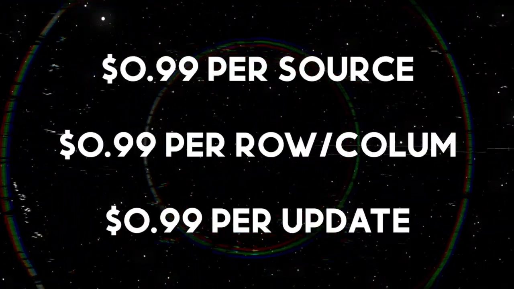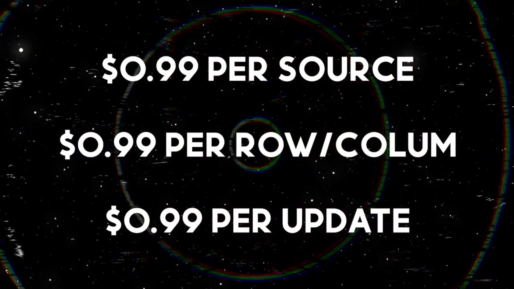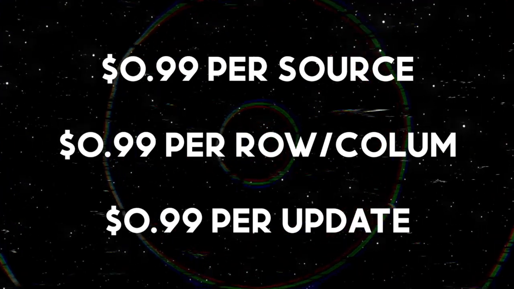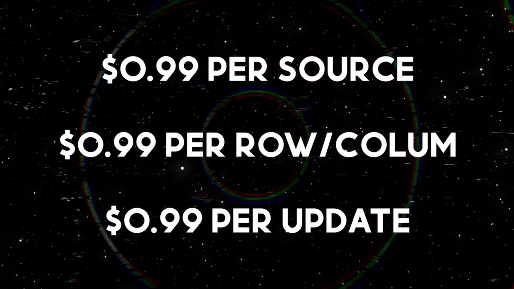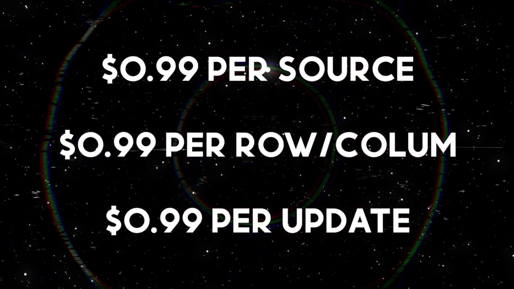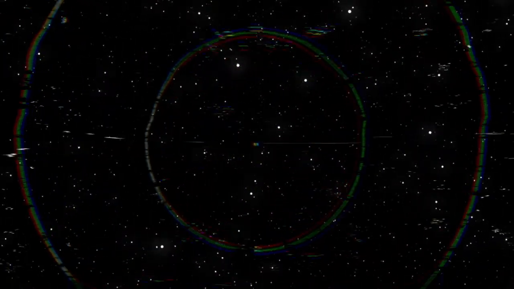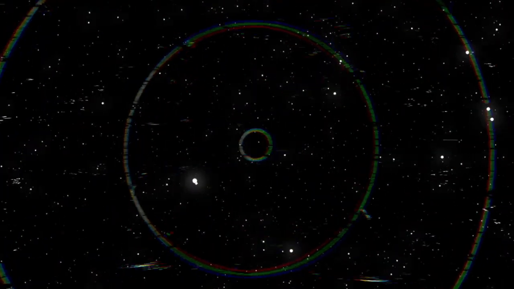So it's on average about 99 cents for each little input. So you add like 99 cents for each data source, 99 cents for each row or column, 99 cents for each context control, and 99 cents for each update. Now, this might not sound like a very profitable or sustainable business model, but think of it like this.